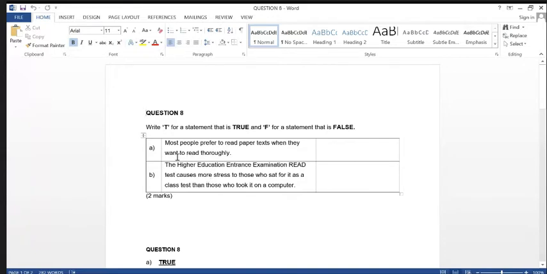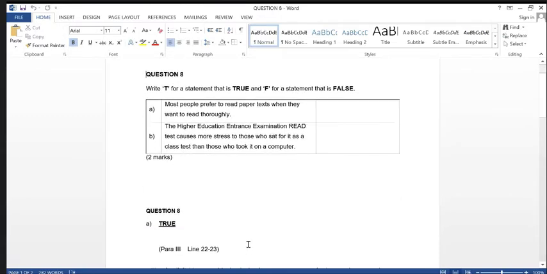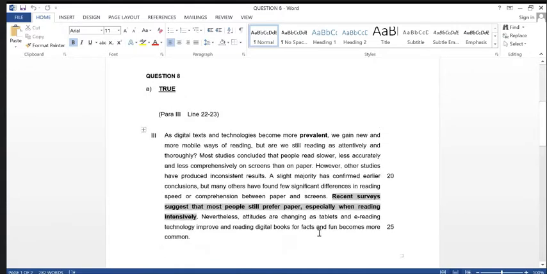Right, so if you were to study, if you were to scrutinize the article from first line to last line, you are not going to find this exact sentence and this exact sentence. Identical sentence, no. But you will find sentence that has exactly the same message, same meaning. For an example, the statement in A, most people prefer to read paper text when they want to read thoroughly. Actually, this sentence is the restatement, okay, of this particular sentence.